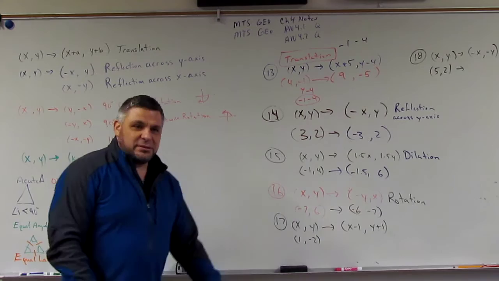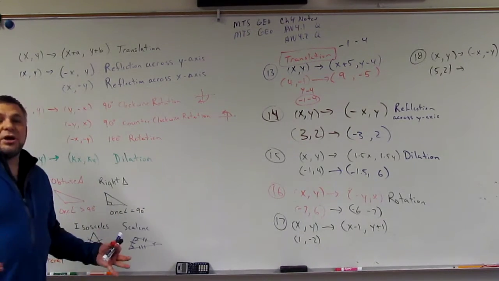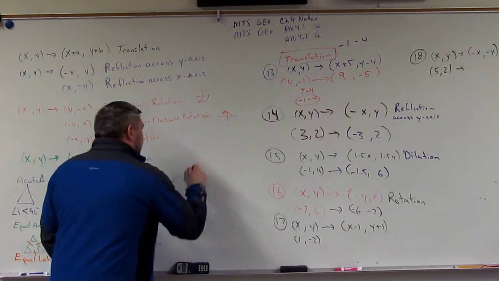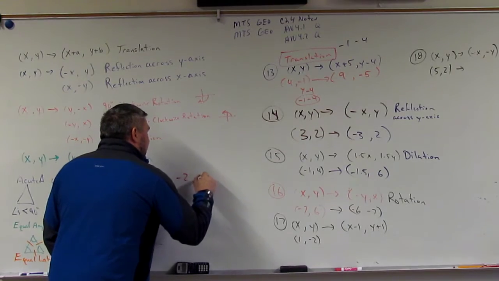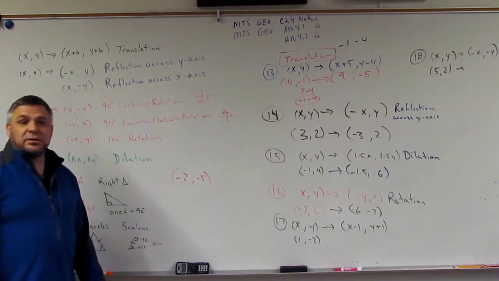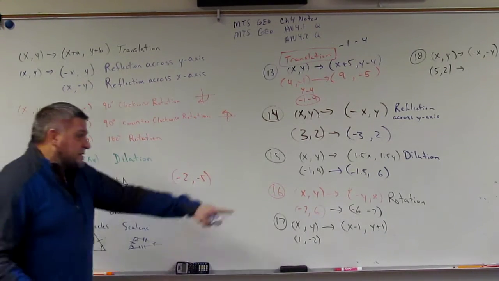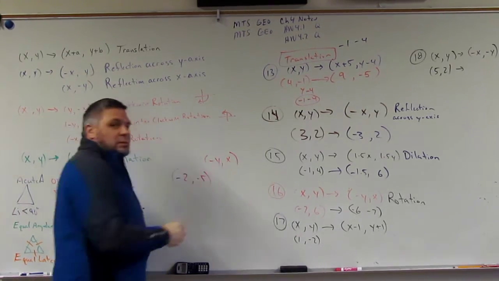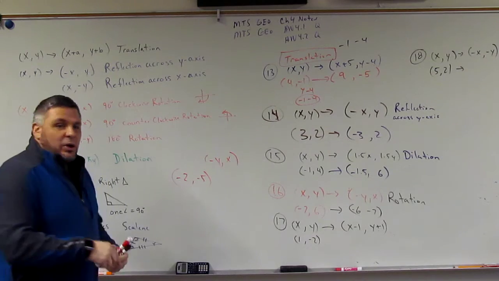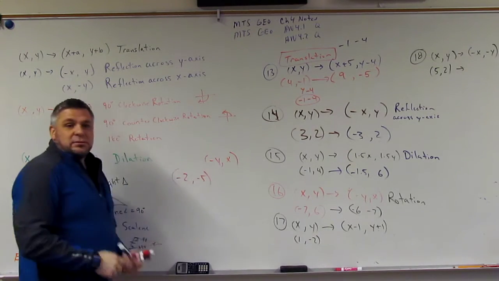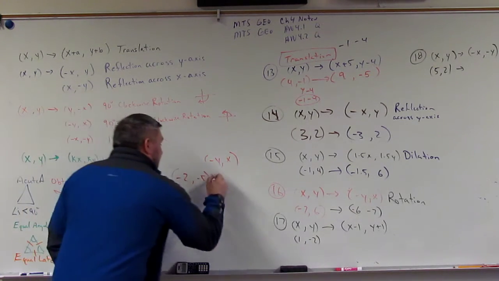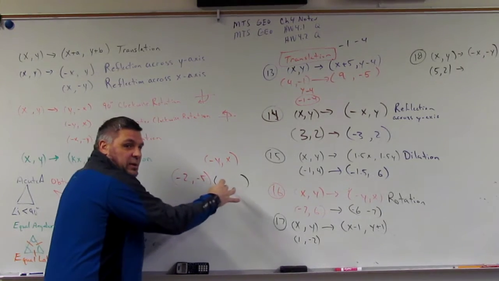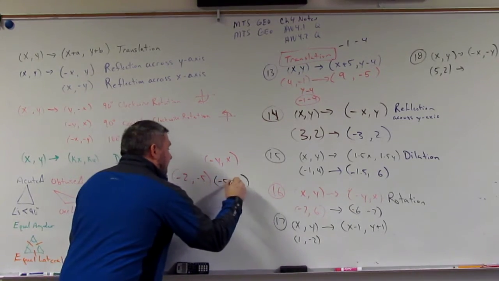Not getting it? Okay. So let's talk about another one real quick. What if it was negative 2, negative 5? That's going to be hard. But I want to rotate it. The same rotation, negative y, x. So if I just flip these, then what would I have? I would have negative 5, negative 2.